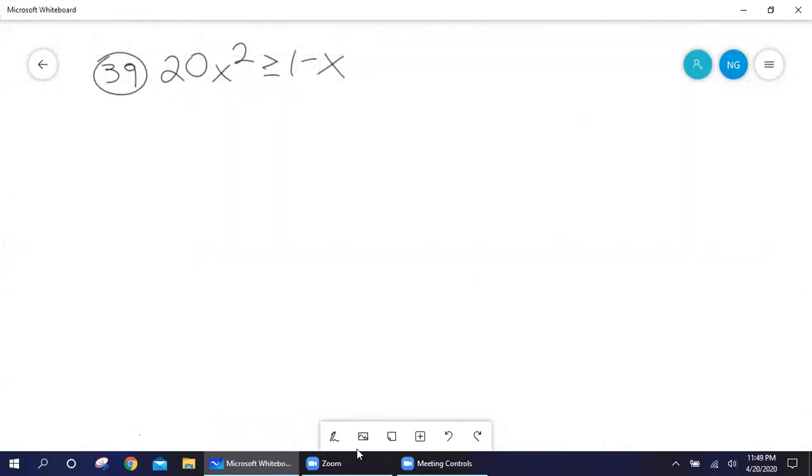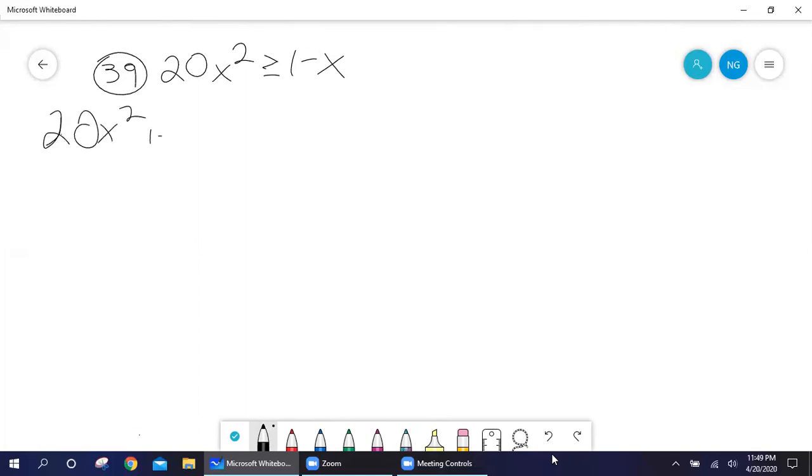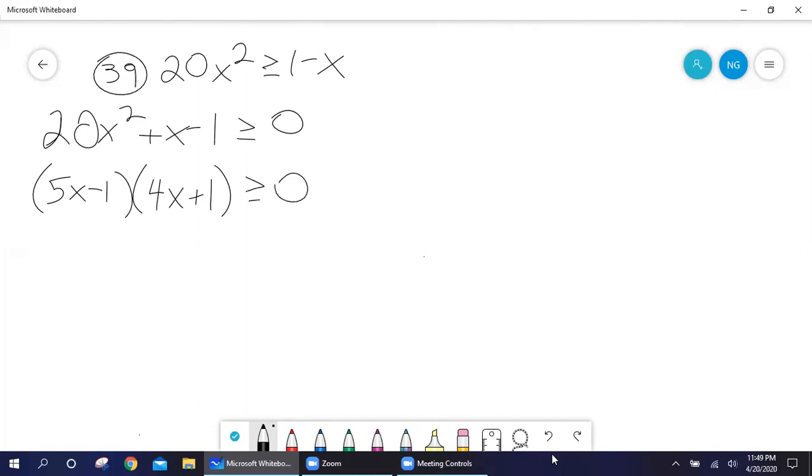On number 39, it's going to be similar logic. I'm going to factor this first. So I'm going to move everything over. It would be plus x minus 1. This does factor into 5x minus 1, 4x plus 1. So the zeros would be negative 1/4 and positive 1/5.